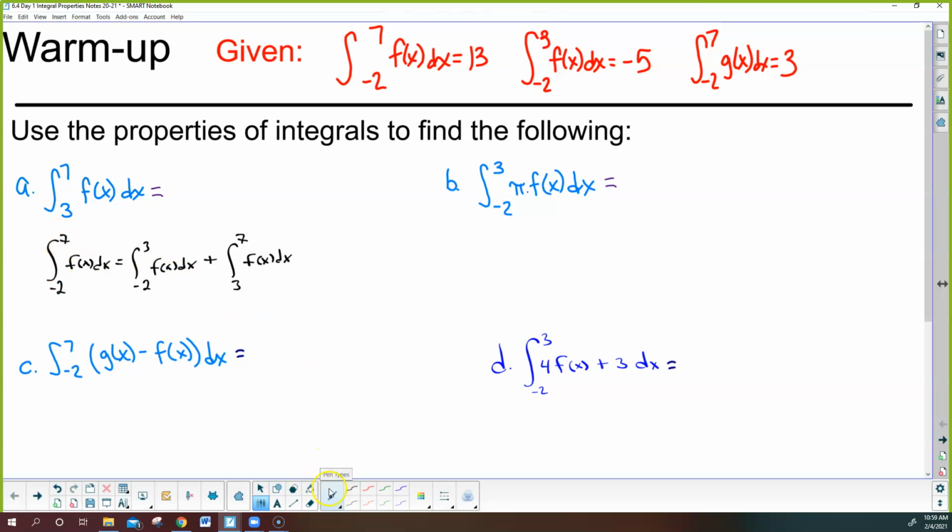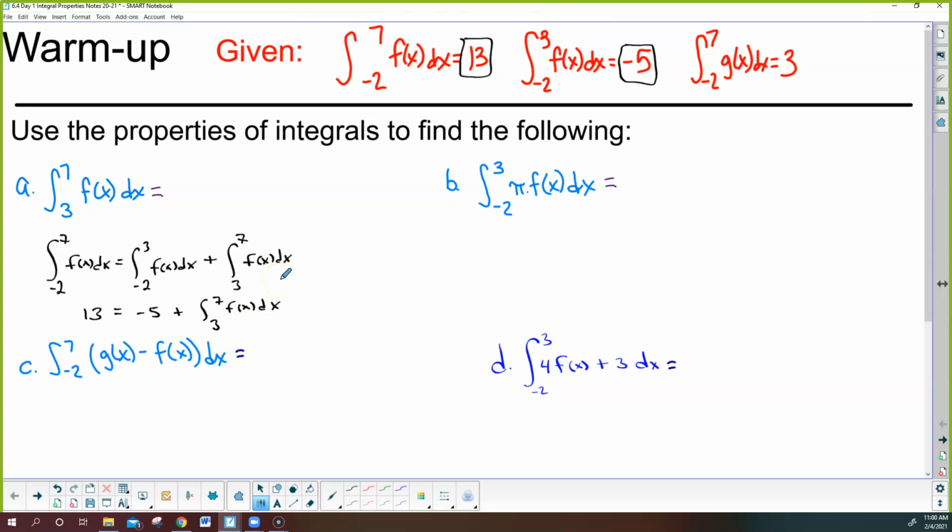Now let's think of what we want, right? I want to find the area under the curve from 3 to 7. So I want to find this value right here. But I know the first one is 13. And so I'm just going to substitute. I'm going to replace that. This whole piece is 13. And then we know the area under the curve from -2 to 3 of f of x is -5. So then all I have to do is move that over to the other side.